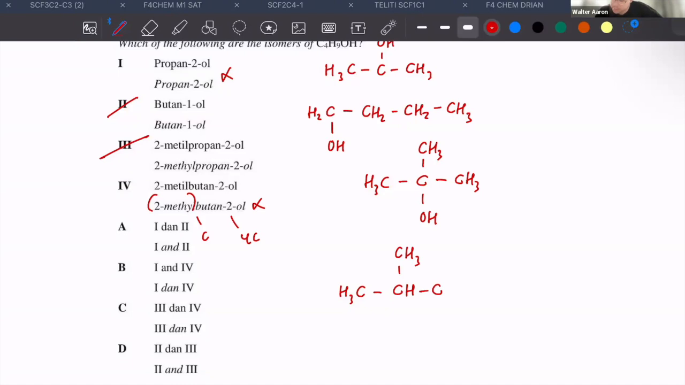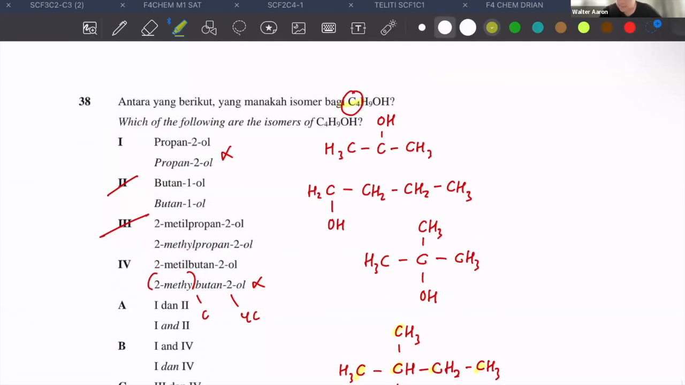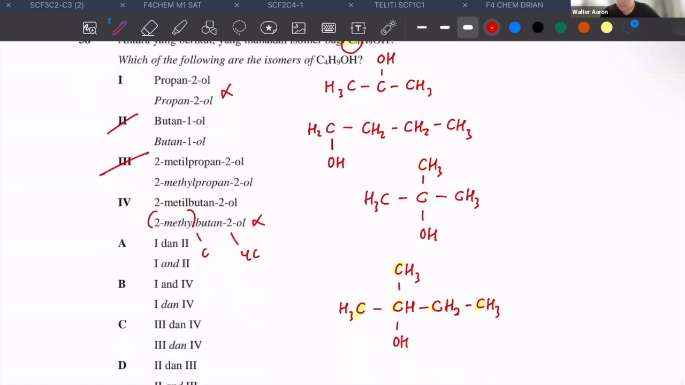Methyl butan-2-ol will be like that. So you can see that there are 5 carbon atoms in total: 1, 2, 3, 4, 5. So it cannot be, because we can only see there are 4 carbon atoms in the original formula. So the only possible answer will be 2 and 3. The answer will be D.